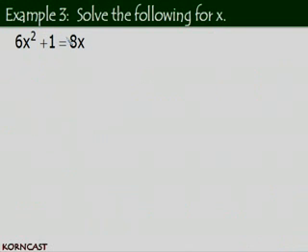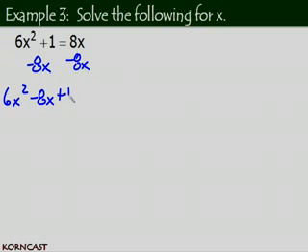In example 3, we're going to solve this following quadratic equation for x. Now, in order to use the quadratic formula, this equation must be in standard form and it must equal 0. So I'm going to subtract an 8x from both sides, resulting in 6x squared minus 8x plus 1 is equal to 0.